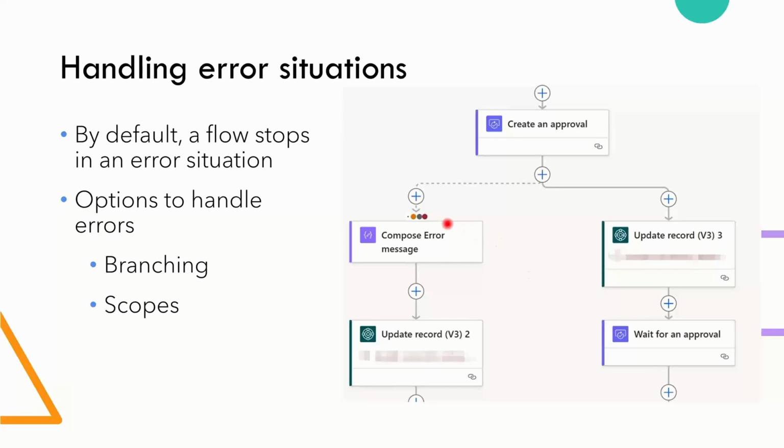So in this case, I have it defined here. If create an approval fails, I go for an error message and update the record in Business Central that there was an error with creating approval. For example, the email address was incorrect. That can happen.